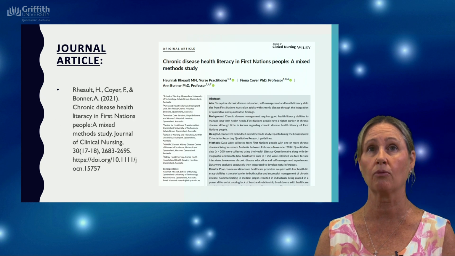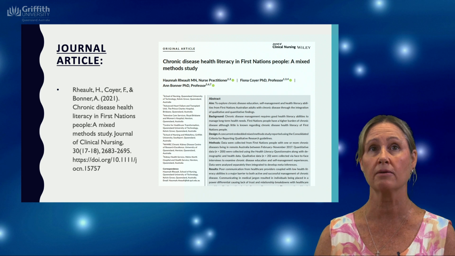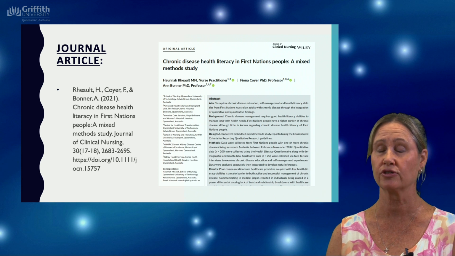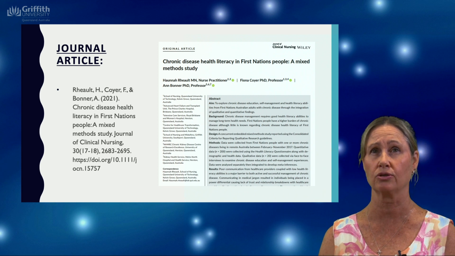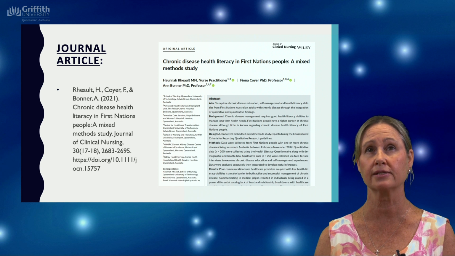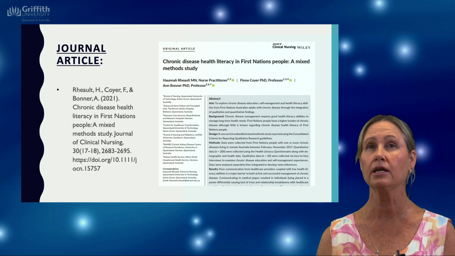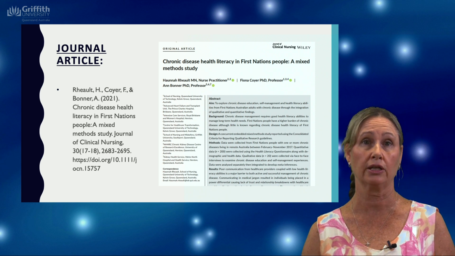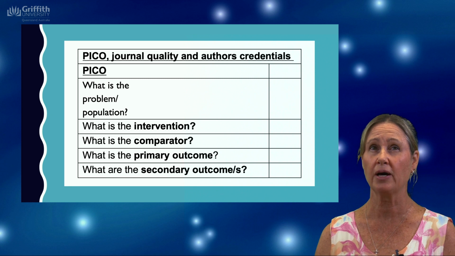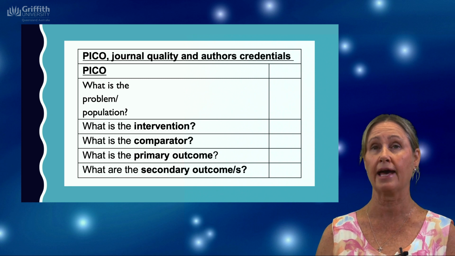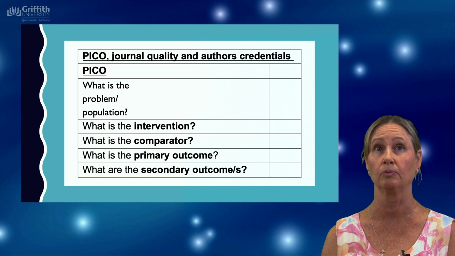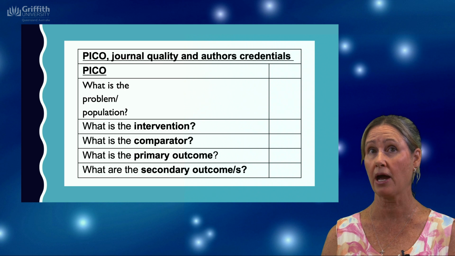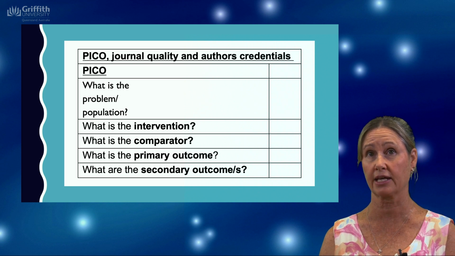So this is the article that we're using, which is a very nice mixed method research article, which has got both surveys and qualitative aspects to it. It's also about chronic disease and health literacy, which is a really great clinical topic for your future clinical placement. So the first part is just to really break it down as we did in tutorial 2. What is the population? What is the problem? The intervention, the comparators, the primary outcomes and the secondary outcomes.